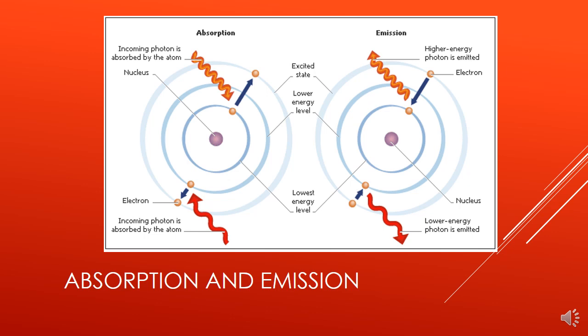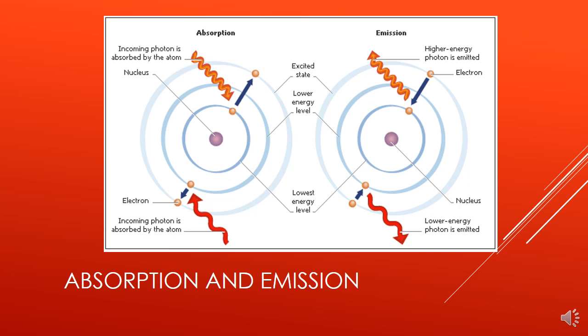And at the bottom of the same picture, I have a red arrow coming in. This is another incoming photon. It has a larger wavelength, thereby lower frequency and less energy. That photon is also absorbed by the atom, and that electron is jumping from the second energy level to the third. On the right, we have emission, which is kind of the opposite.